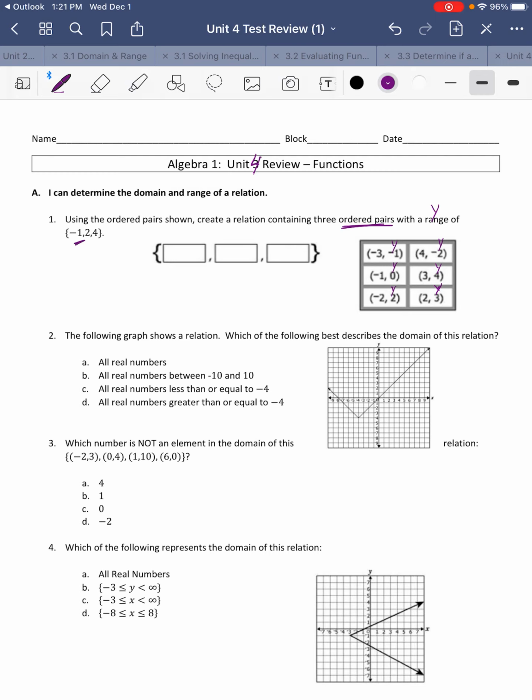So we have to do -1. Which y is -1? Here we go, -3, -1. We have a y value of 2, so -2, 2, and a y value of 4, so 3, 4.